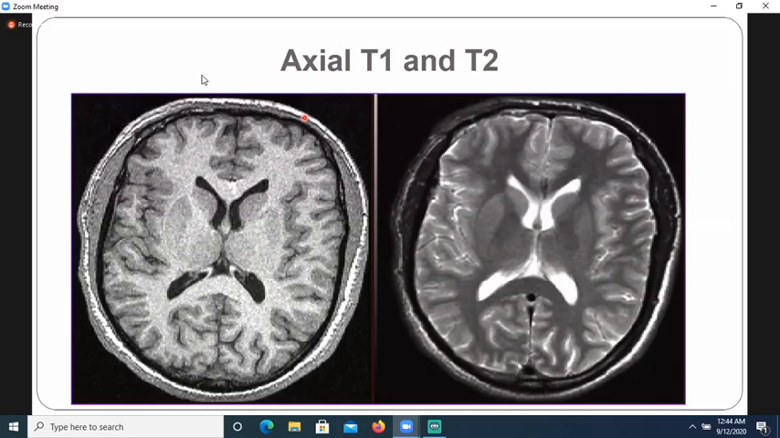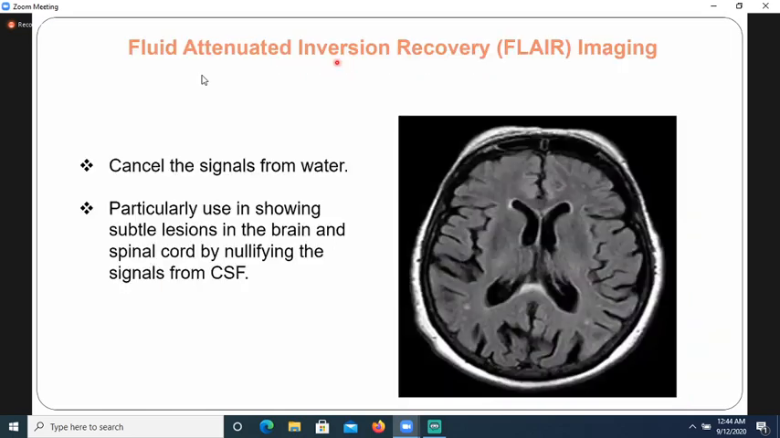Then the fluid attenuated inversion recovery, or FLAIR imaging. FLAIR imaging is basically the T2 weighted image in which we nullify or cancel the signal from the simple water present in the body, like the CSF. You see, this gray matter is gray and this white matter is somewhat dark gray, and the subcutaneous fat is bright, but CSF is black. So the FLAIR sequence is just like T1, but the white matter is gray on the FLAIR sequence.